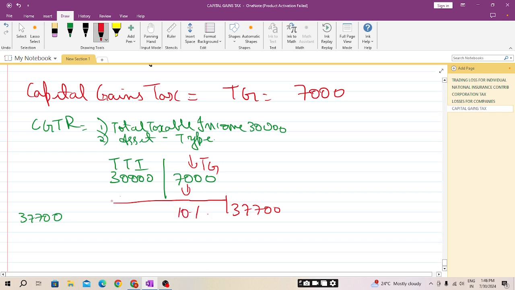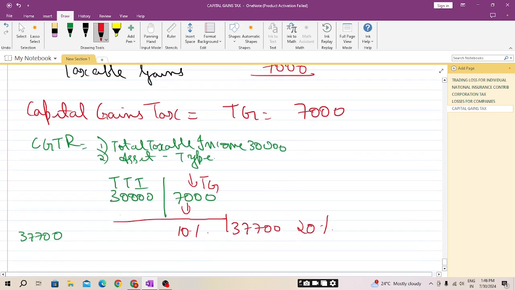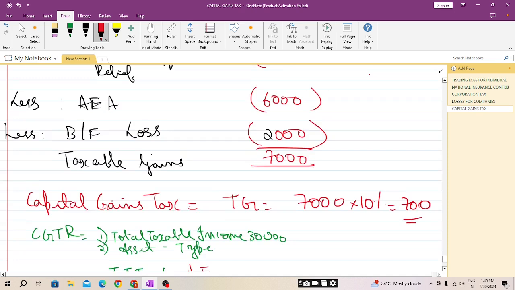The rates you need to learn, students. The rates will not be provided in the examination. The rates for normal assets and residential property need to be learned. 10% within the band, and if above this, 20% for normal. So our capital gains tax will be, as this is within the band, 7,000 into 10%, which is 700. I hope this point is clear, students.